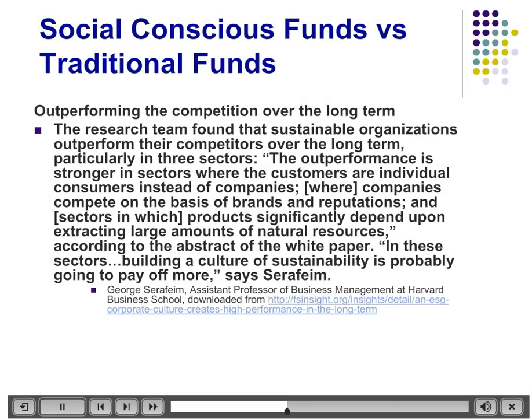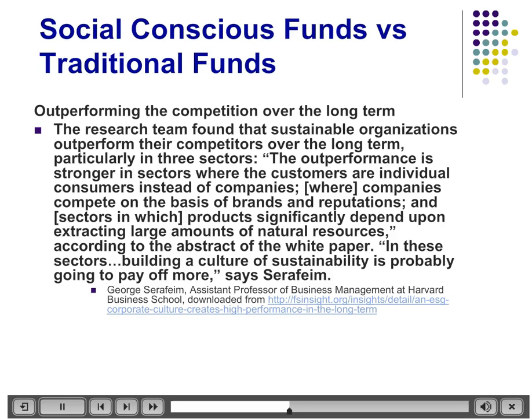And this quote is kind of interesting too, because socially conscious funds can outperform their competition over the long term. And here's a quote from Sarah Fein, basically saying the research team found that sustainable organizations outperform their competitors over the long term in three particular sectors, where customers are individual consumers. So individuals do speak with their money. They vote with their money. They make it really clear what they like and what they don't like in how they spend their money.